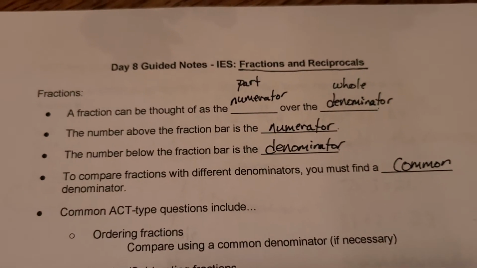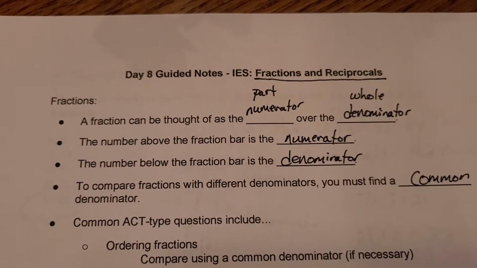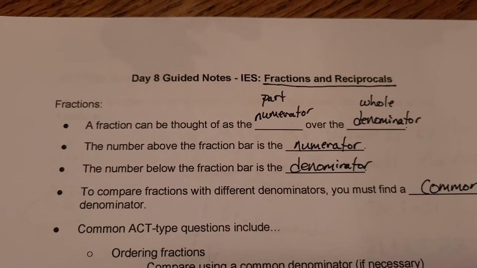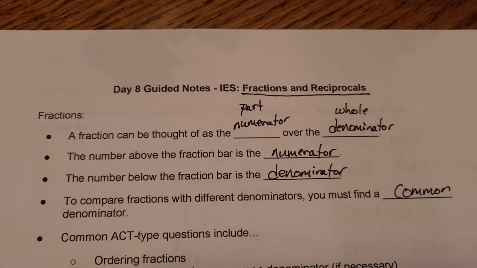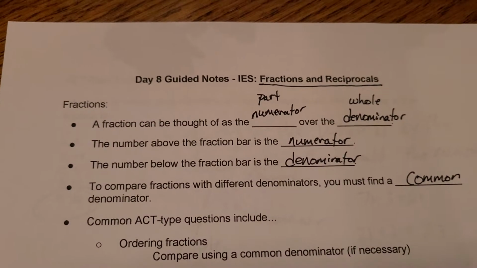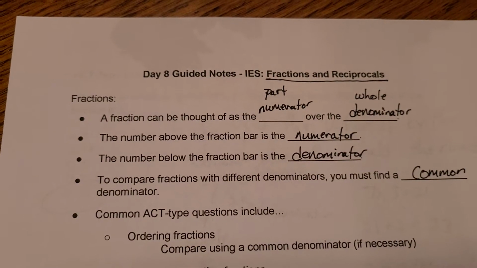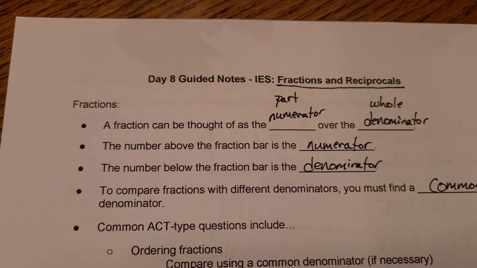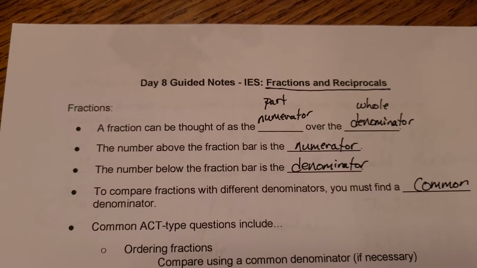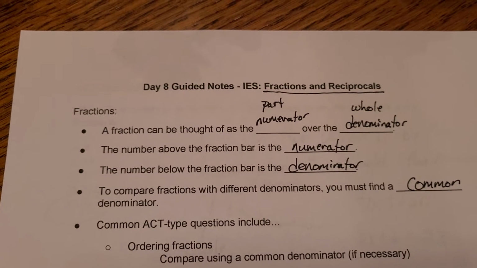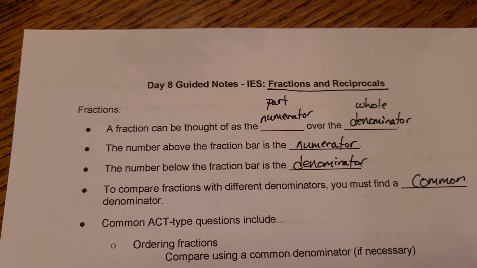All right, today we're going to work on fractions and reciprocals. So a fraction can be thought of as a part, the numerator, over a whole, the denominator. The number above the fraction bar is the numerator, the number below is the denominator. On the ACT, they ask you to do some things like comparing fractions that have different denominators. They'll ask you to put these numbers in order from least to greatest or greatest to least.